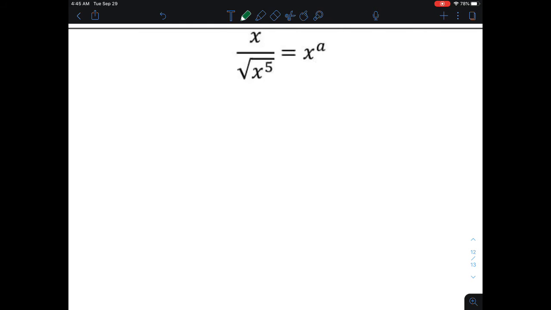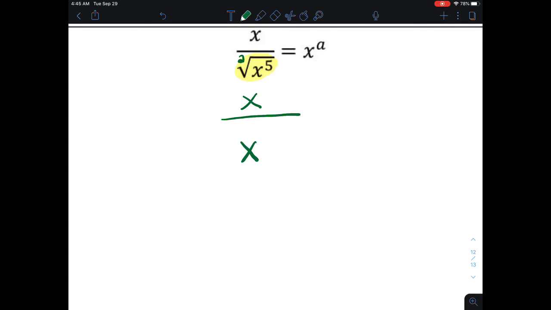Okay, looking at this one, this time I have division. And the process is still the same. I want to get everything and simplify it to be just x to the a power. I need to write this radical as a fraction exponent. And so when I do that, I have x over the square root, say there's no number there, but it's an implied second root. The square root of x to the 5th is the same thing as x to the 5/2 power. And I've got equals x to the a. So we're trying to get everything crammed up here.